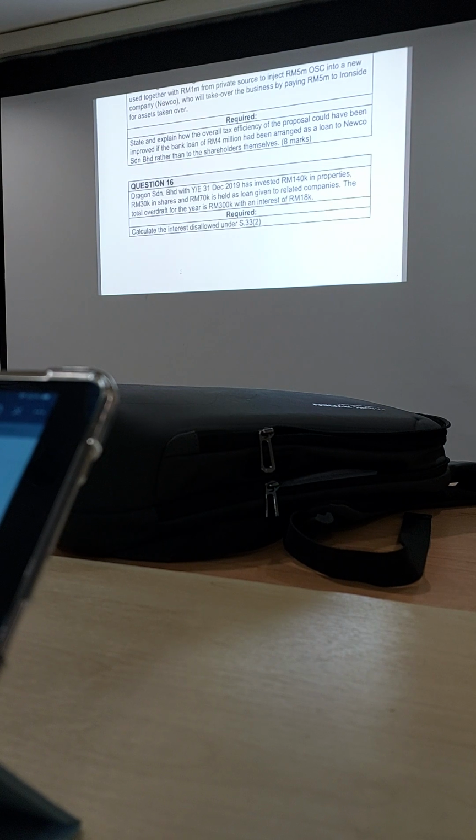The total revenue for the year is 200K with interest. Wait, the interest itself is 18K. How can you go to 140K? 18K is the maximum interest. From the 18K, how much is disallowed? 18K disallowed.